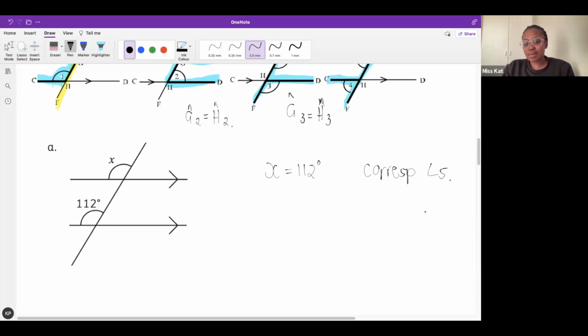angles. No, I didn't forget about the formula sheet. I am still going to make it. We're almost done with these concepts. So corresp stands for corresponding angles.